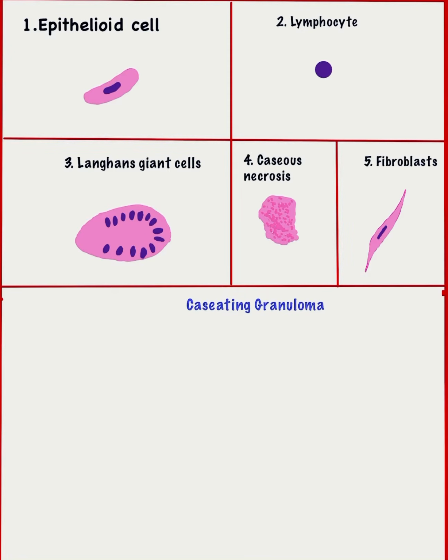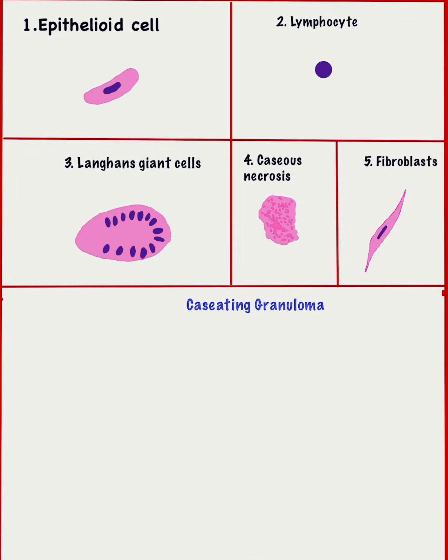Then third are Langerhans giant cells. Langerhans giant cells are a collection of epithelioid cells. Epithelioid cells are just a modification of macrophages, and the Langerhans giant cells are a fusion of epithelioid cells. So a lot of epithelioid cells fuse together to form this giant cell. A giant cell is a collection of many cells, and the specific point about the giant cell is that the nuclei are arranged in the periphery in a horseshoe shaped pattern. This is important: the nuclei are arranged in a horseshoe shaped pattern.